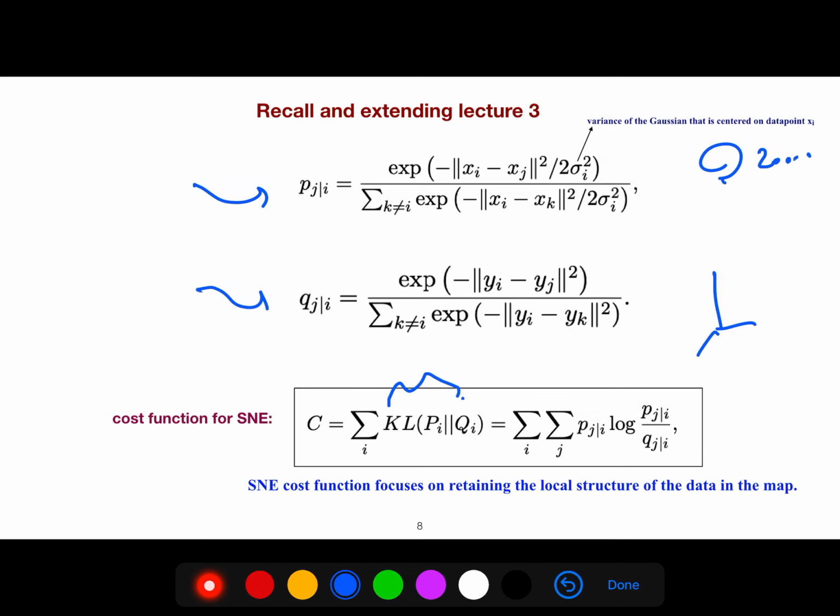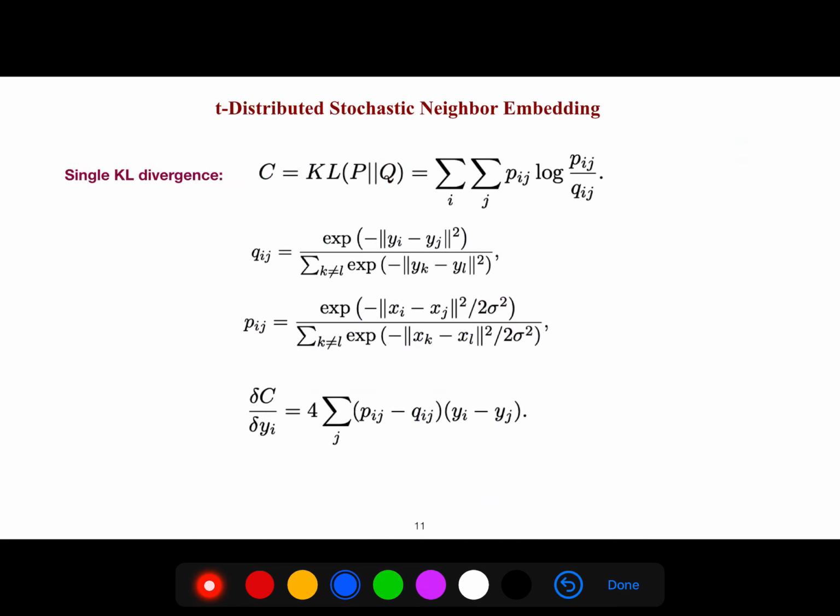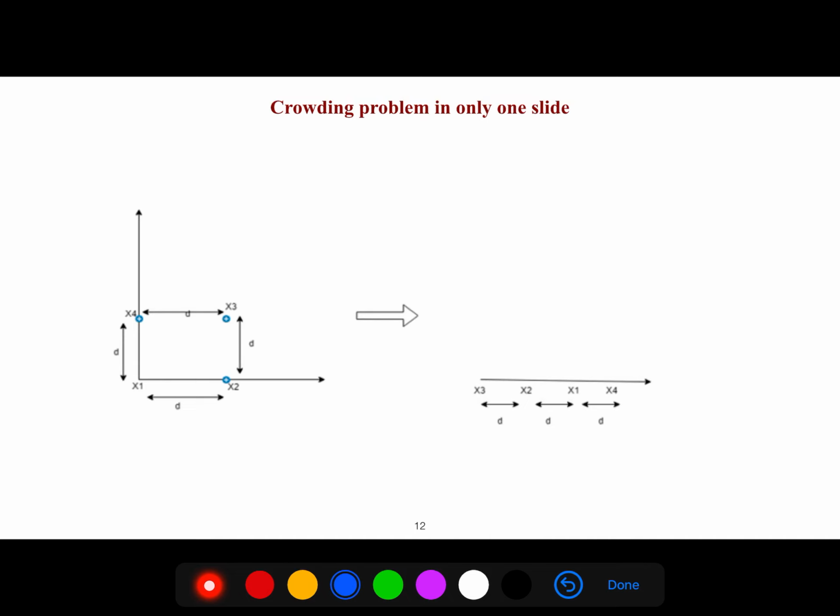The SNE cost function focuses on retaining the local structure. And that's why it produces some problems that I will explain, such as crowding. I show it in this slide. x1 has neighbors x2 and x4. So no problem here. Then let's look at x2. x2 has neighbors x1 and x3. That's okay. Let's look at x3. x3 has neighbor x2, this is okay, and x4, but this is not okay. So this is a problem. We call it the crowding problem.